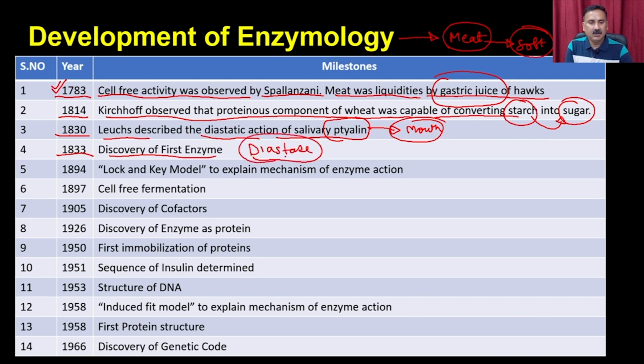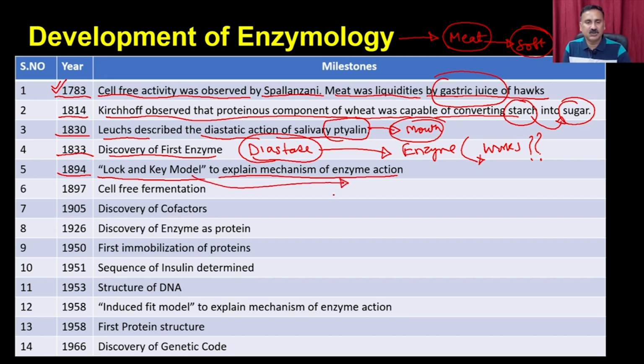And then in the year 1894, once the enzyme was discovered, people thought, okay, let's see how the enzyme works. How the enzyme works was the first question people asked, and that is how in 1894 the lock and key model was proposed to explain the mechanism of enzyme action. You don't have to worry about this because we are going to discuss the lock and key model in later lectures.